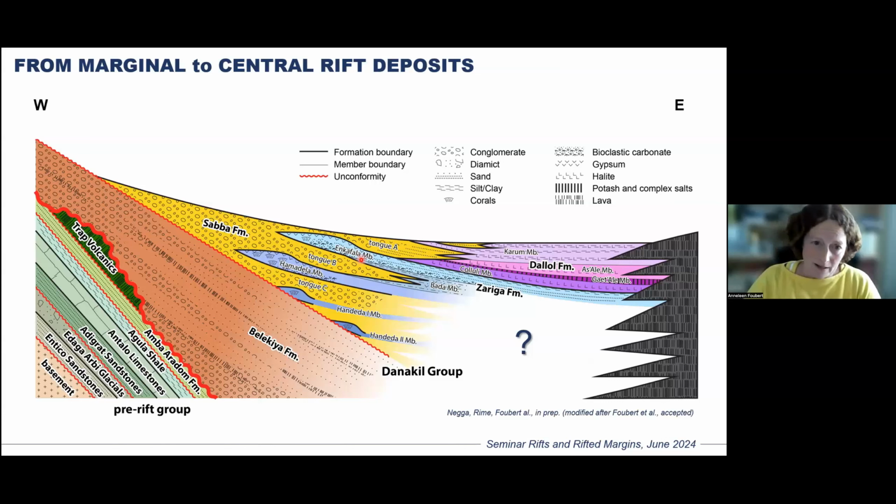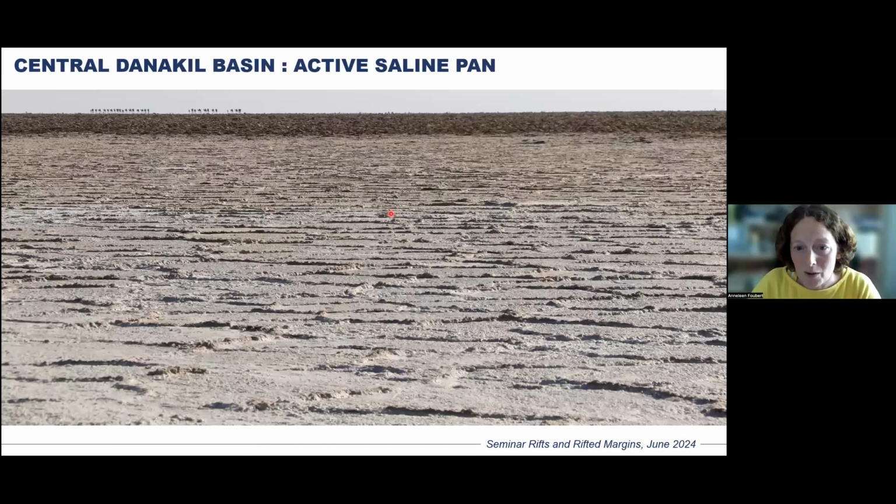So when you walk more towards the central part of the basin, do you also have limestones? What do you see there? When you walk from the margins of the Danakil Depression towards the central part of the basin, what you have nowadays is an active salt pan. So it looks like this nowadays.